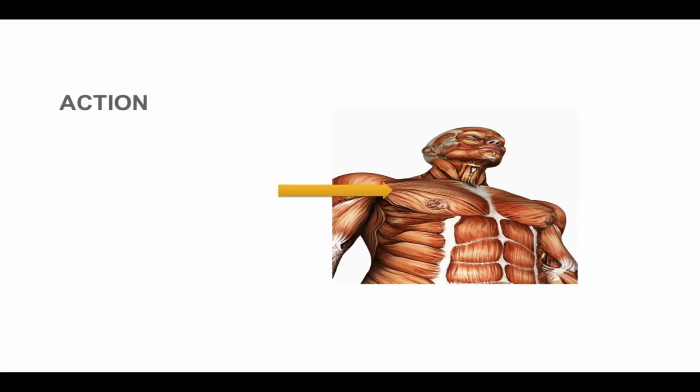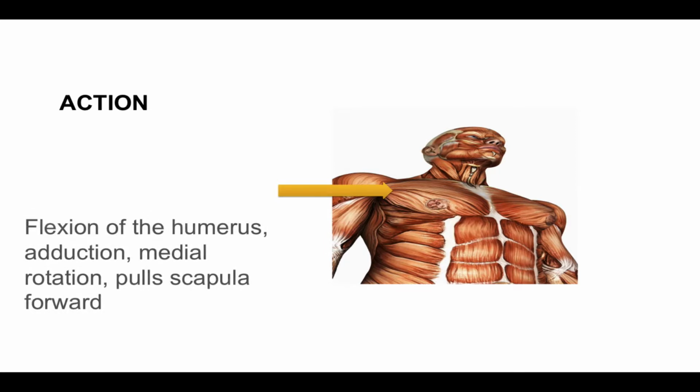The actions are, collectively, flexion of the humerus, adduction, medial rotation, and then it pulls the scapula forward. So flexion of the humerus is basically movement of the humerus anterior or forward. And that's achieved primarily by the clavicular portion of the pectoralis major. Then adduction is movement of the humerus toward the body. Medial rotation is rotation of the humerus toward midline. And then moving the scapula forward is pretty self-explanatory.